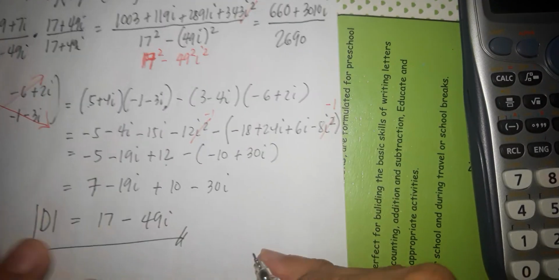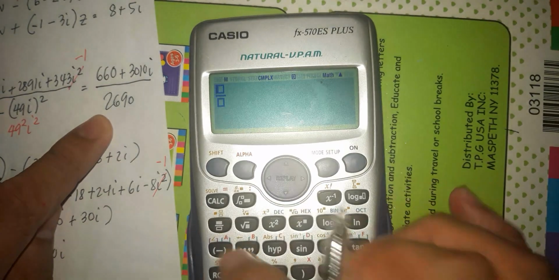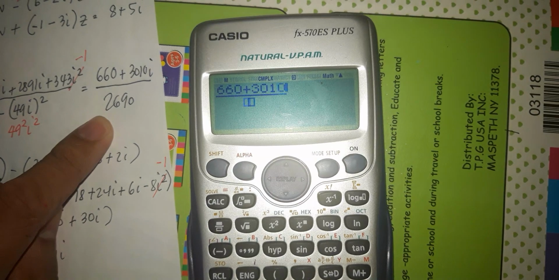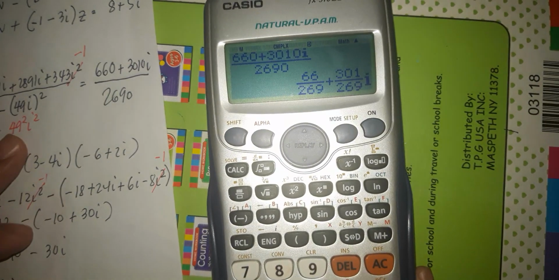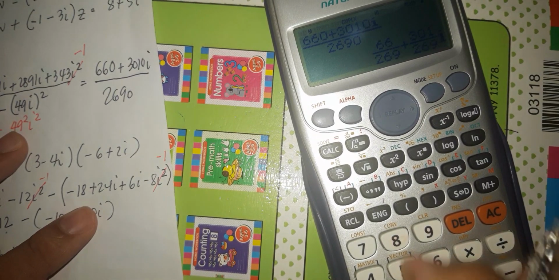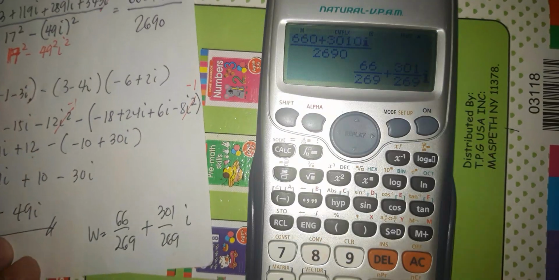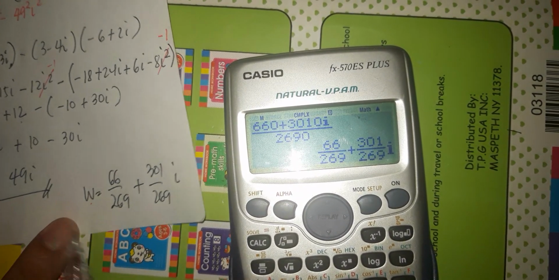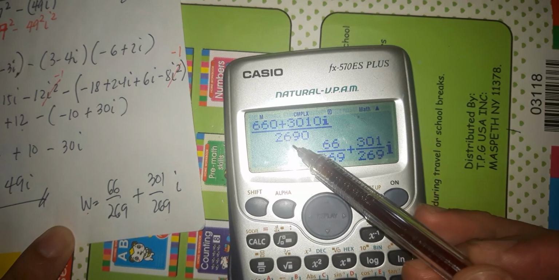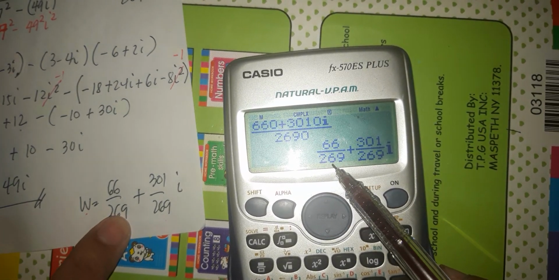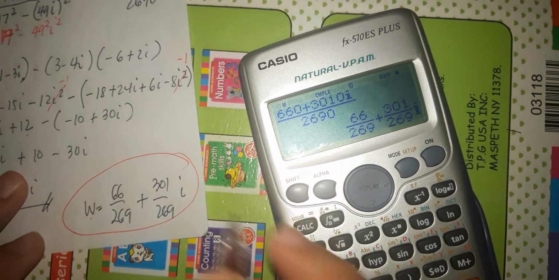So therefore, our W is equal to, your denominator is 2690. So this is 660 plus 3010i over 2690, which gives 66 over 269 plus 301 over 269i. So the value of W is 66 over 269 plus 301 over 269i.